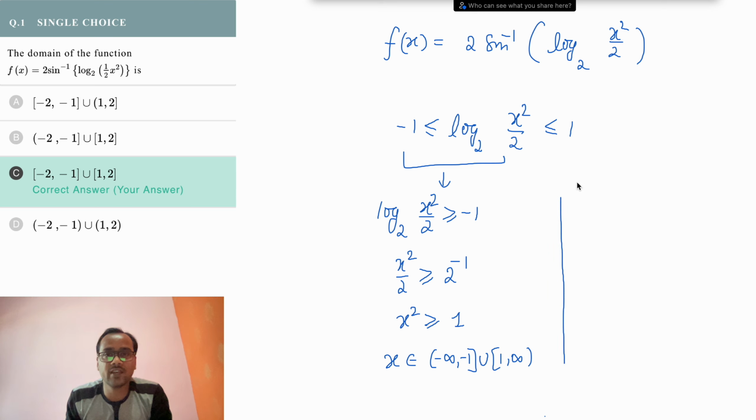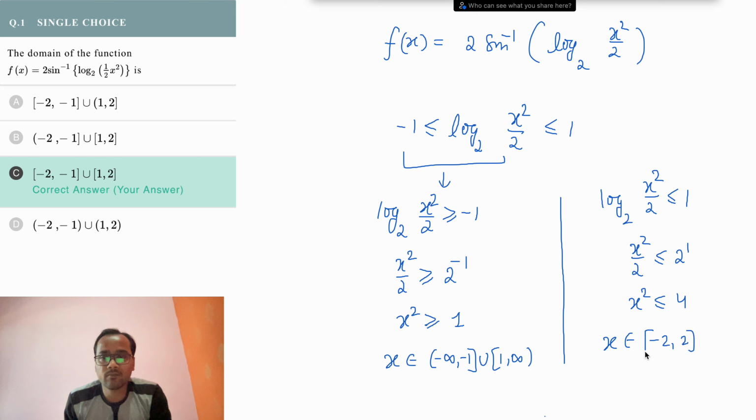Now we'll solve the second: log of x square by 2 to the base 2 less than or equal to 1. This will give you x square by 2 less than or equal to 2 raised to power 1. That means x square is less than or equal to 4, so x will belong from minus 2 to 2. Now we'll have to take the intersection of these two.